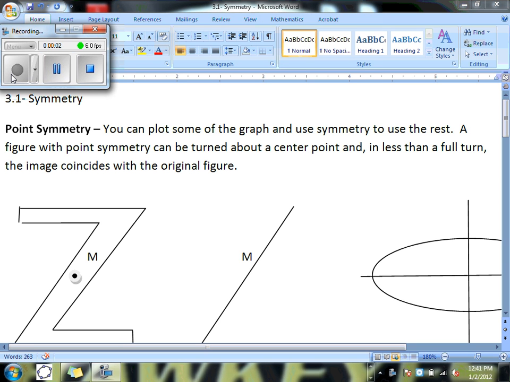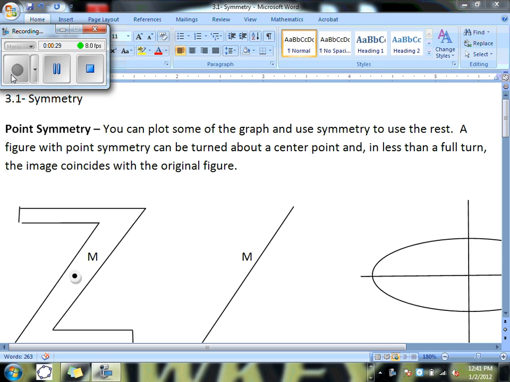Section 3.1 is about symmetry, and in this chapter we're going to look at a lot of properties of graphs, and we're going to improve on our graphing abilities and help us understand functions and their graphs and a lot more. And this is going to help us solve many problems to come in this class. Just don't be scared of graphing. Graphing is not hard. All right, so first thing we have here, symmetry, point symmetry.